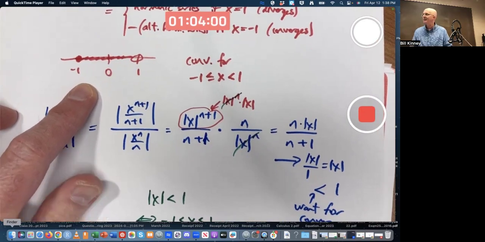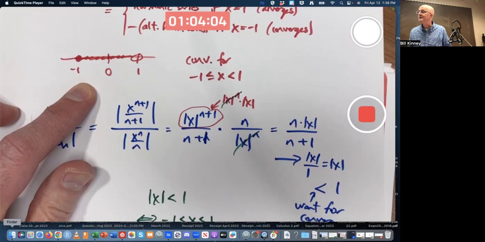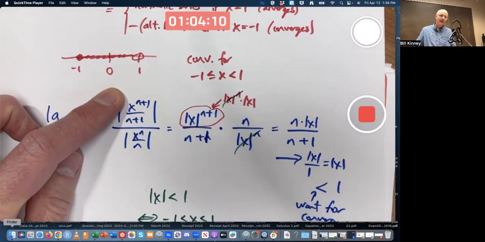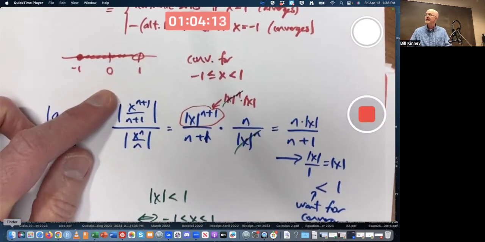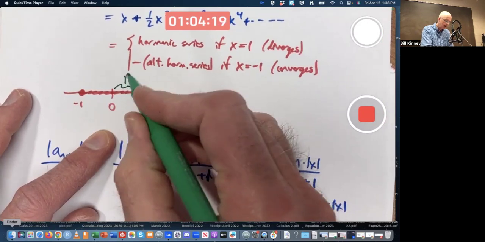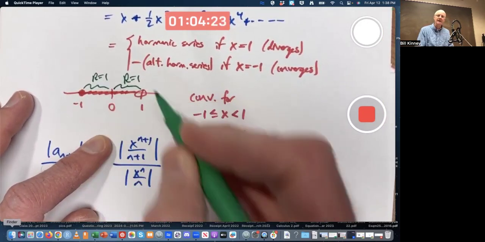So the interval of convergence is a half open, half closed interval. For fun, we call it a CLOPEN interval. Get it? Closed and open. Closed over there, open over there, CLOPEN interval. For fun, make up a word. And it's still got a radius of 1 on either side, but on one side you include the endpoint and on the other you don't.